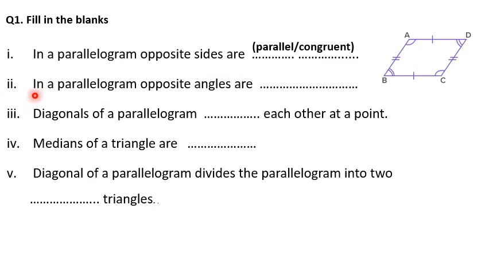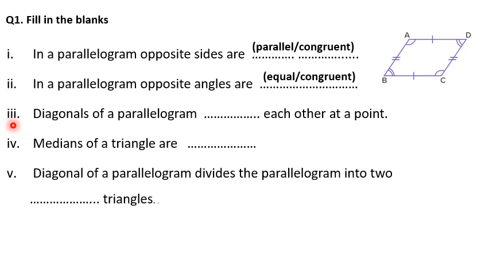Now students, the second blank, in a parallelogram, opposite angles are dash. Here are the opposite angles. Angle A is opposite to angle C and angle B is opposite to angle D. In a parallelogram, because opposite sides are congruent, so opposite angles are also equal or congruent.